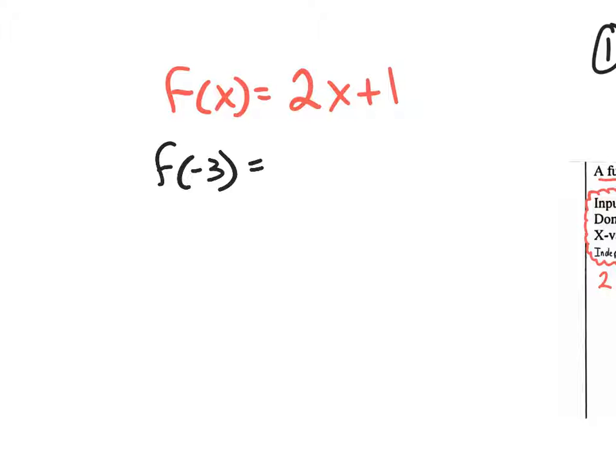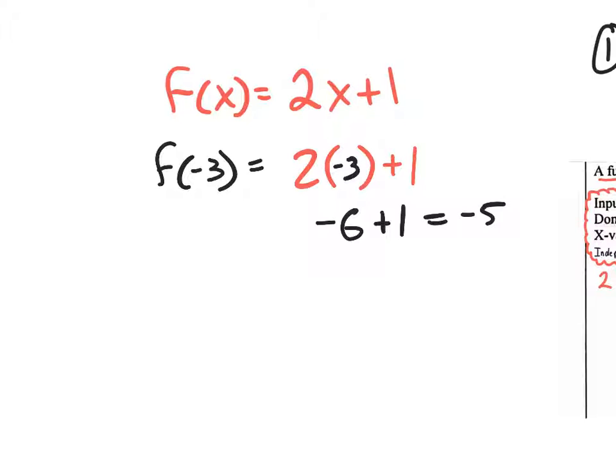Plug it in. So I'm going to have 2 times x plus 1, and they want us to plug in -3 right in there. So that's going to be -6 plus 1. That's going to be -5 as an answer, as the output. So for my input of -3, I got the output -5. It's just a notation, function notation.